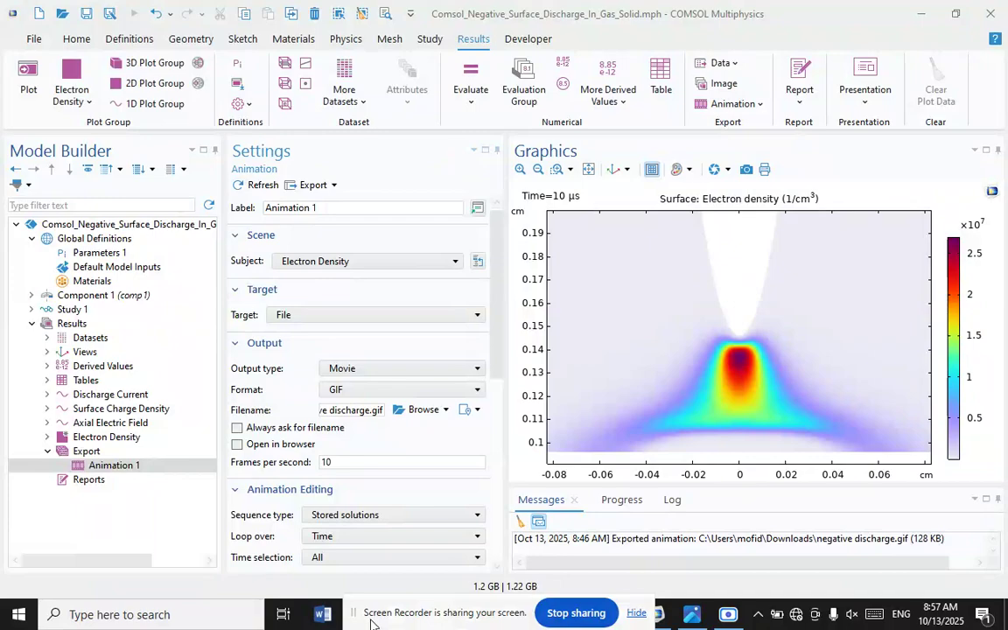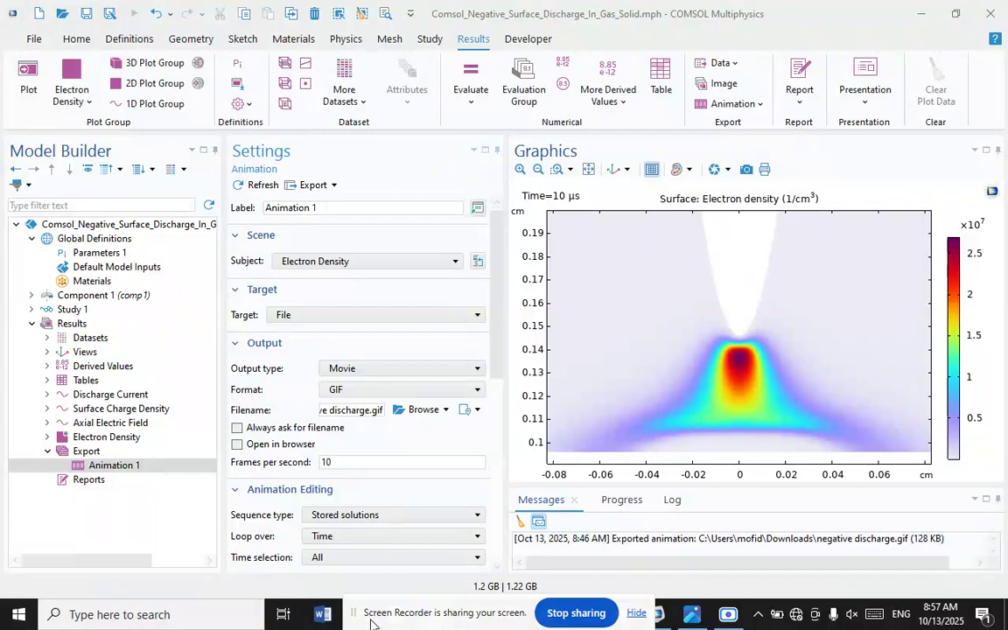The next one is numerical modeling. Simulation tools like COMSOL Multiphysics are being used to better understand and model the complex processes involved in surface discharge, such as streamer development. The next one is gas mixtures.